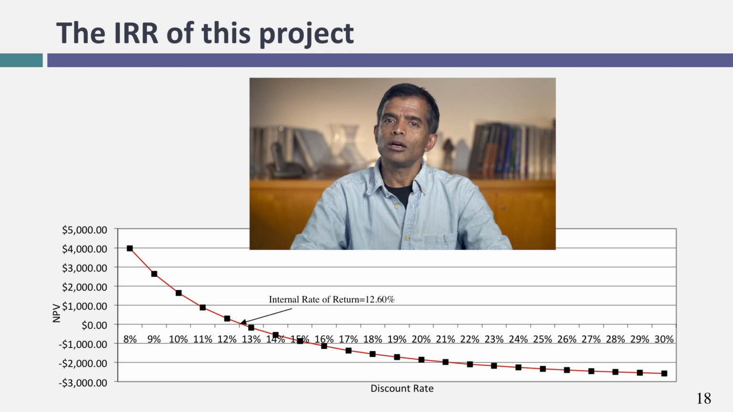Here's the other thing I learned when I do a net present value profile. It tells me how sensitive my project is to changes in my discount rate. If you're familiar with the concept of bond duration, it measures how sensitive a bond price is to changes in interest rates. This is the analogous measure for a project. This is a measure of project duration. It measures how sensitive the net present value of my project is to changes in my discount rate.